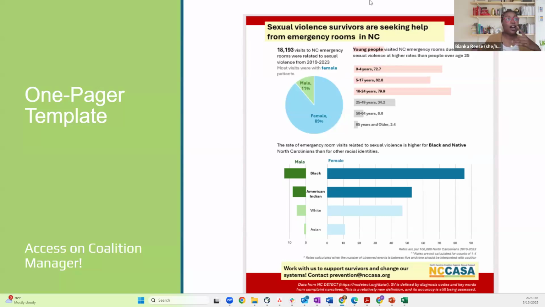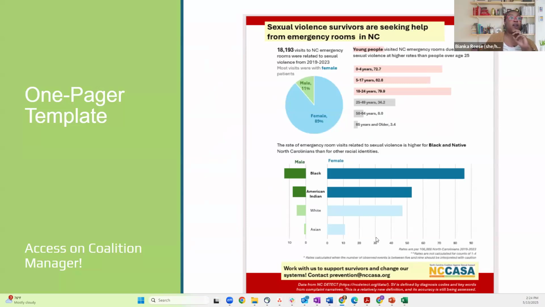What this is showing is, at the top, the big picture story: sexual violence survivors are seeking help from emergency rooms in North Carolina. That's the so what of the data that's going to be presented. Then we present 3 different charts that tell the rest of the story. You have who is seeking help in terms of gender identity, more female patients. You have call-out descriptions of what the graph is telling you. Instead of a graph title, you're just telling the viewer what the graph says. So young people visited North Carolina emergency rooms more than people over age 25.